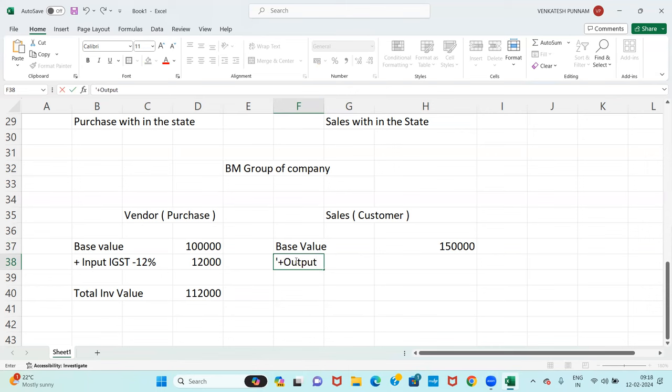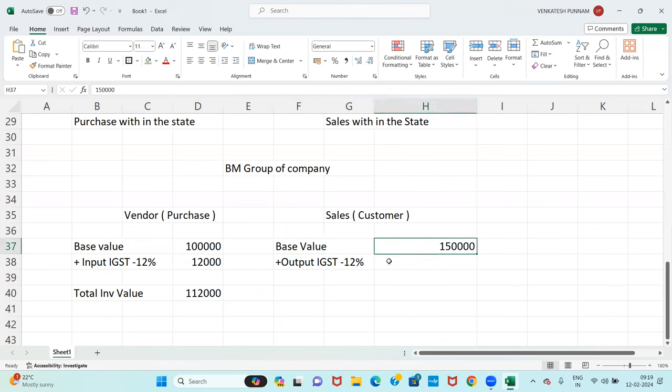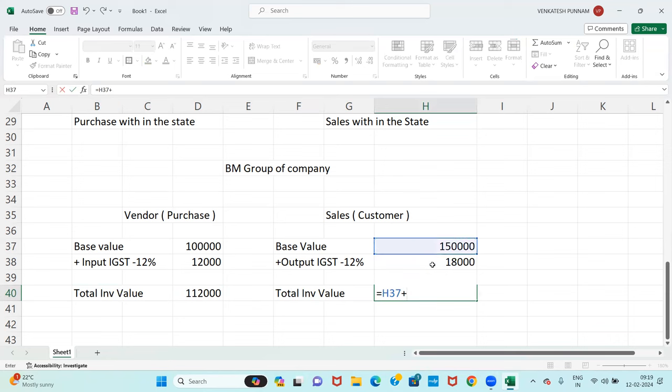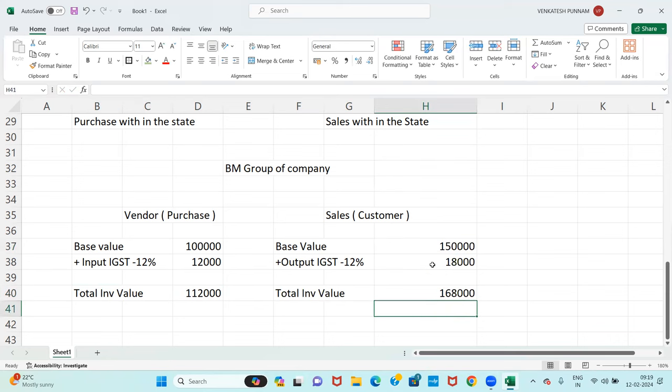Output GST. Let us take the example of IGST, 12%. So how much value are we going to sell? 1,50,000. On 1,50,000, 12% means how much GST? 18,000. So total invoice value, how much? 1,68,000. Total is equal to this plus this. So are we collecting from the customer 1,50,000 or 1,68,000? 1,68,000.